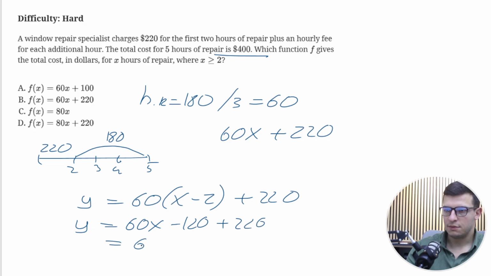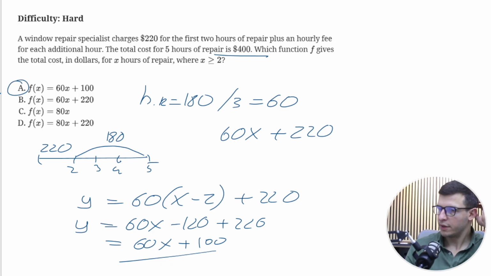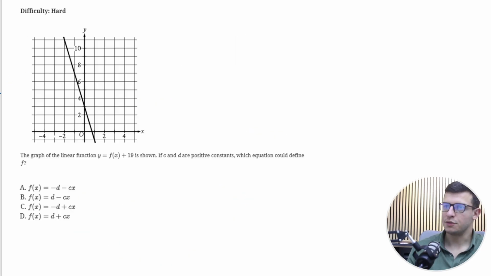And that's going to be 60x plus 100. So the answer is going to be A. Okay? A bit tricky, this one.